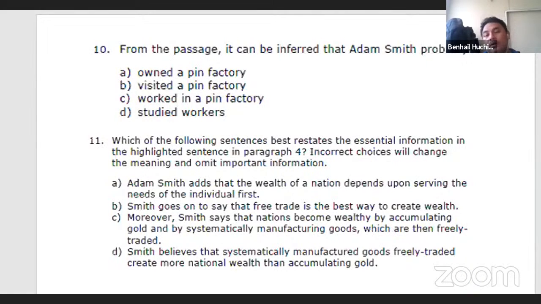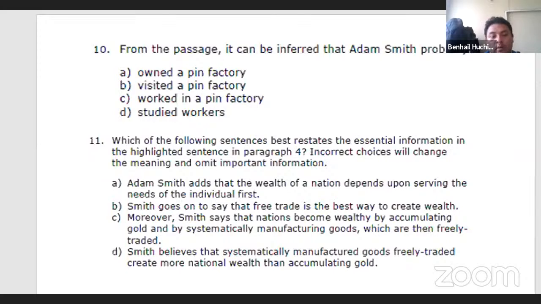Then continue with your multiple choices. It says, from the passage, it can be inferred that Adam Smith probably, you have the options here. Which of the following sentences best restate the essential information in the highlighted sentence in paragraph 4? Incorrect choices will change the meaning and omit important information.